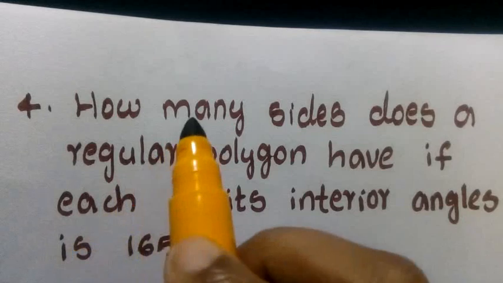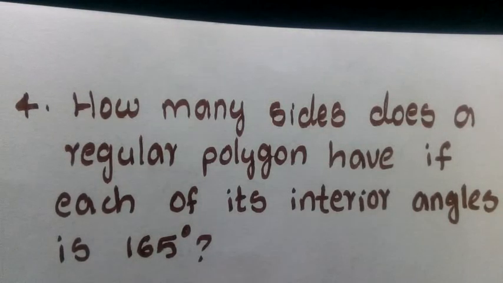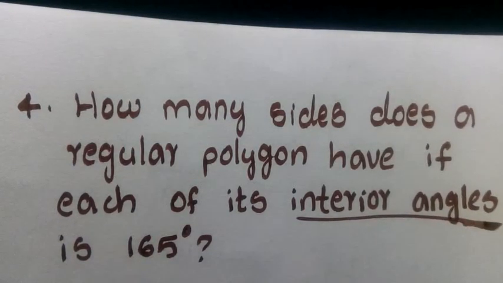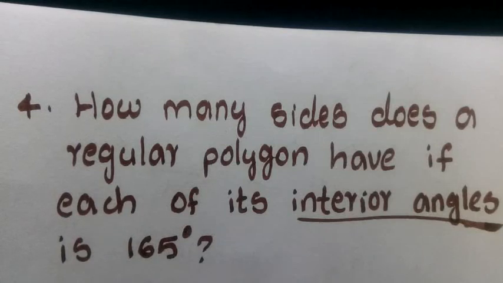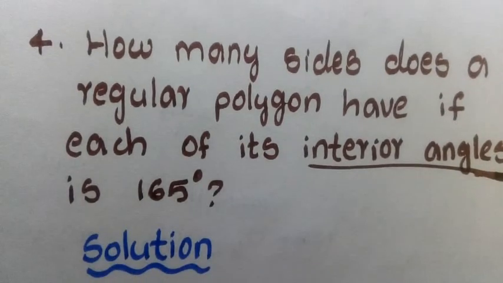Fourth question. How many sides does a regular polygon have if each of its interior angles is 165 degrees? Children, observe the question carefully. Here we have the measure of each interior angle. In the previous questions, we discussed exterior angles. We don't know the name of the given regular polygon, so we can't take an accurate measurement of the sum of the interior angles. In such situations, we need to apply the general equations. Let us check the solution.